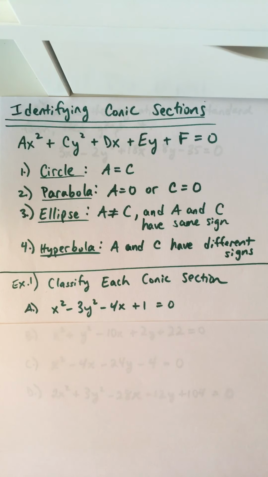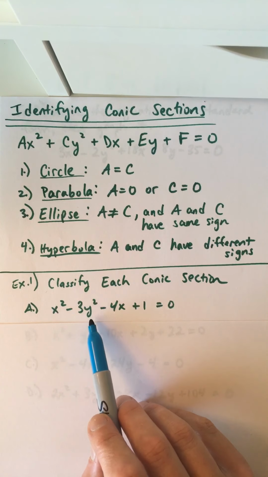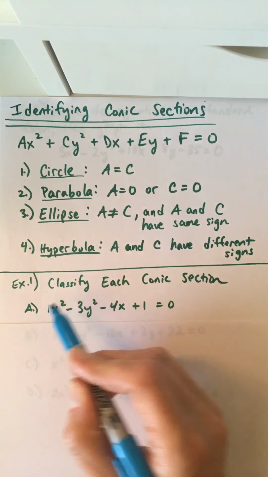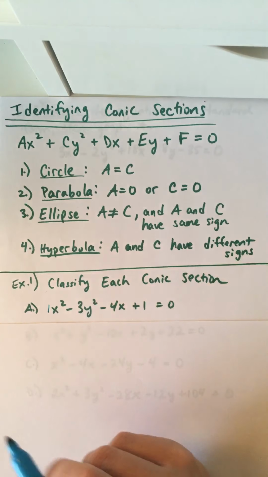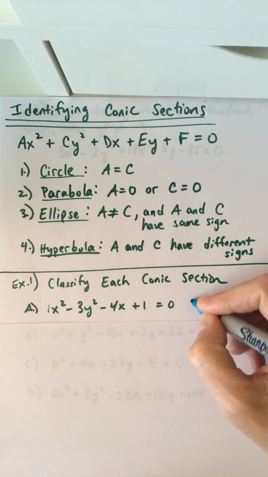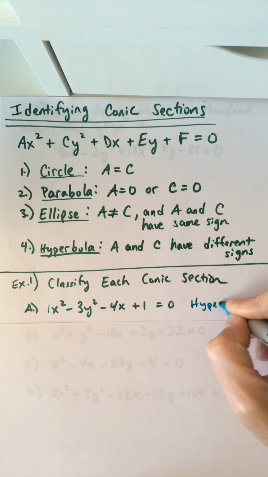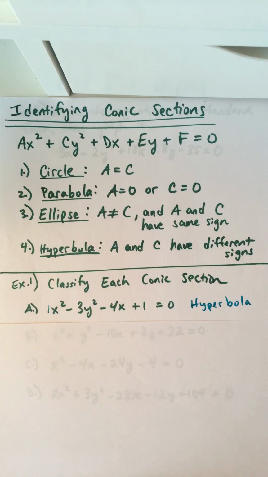For part A, well, let's see, x squared and y squared, the coefficient here is 1 and the coefficient here is -3. They have different signs. Because they have different signs, we know this must be a hyperbola.